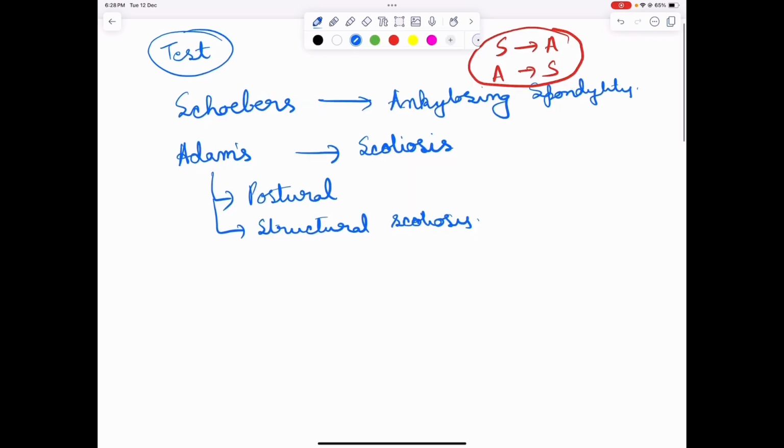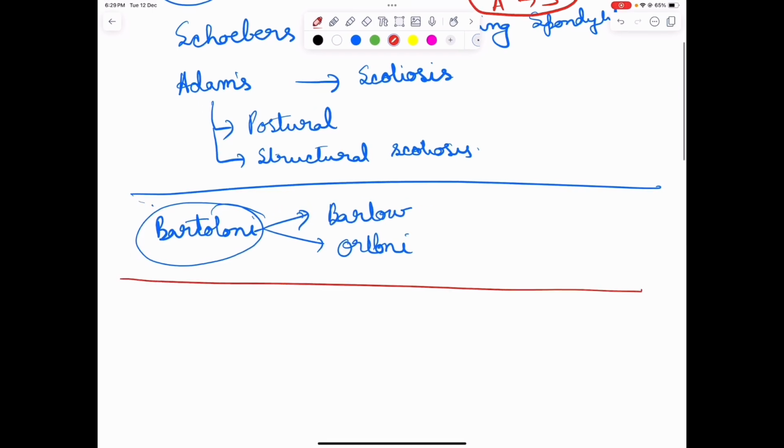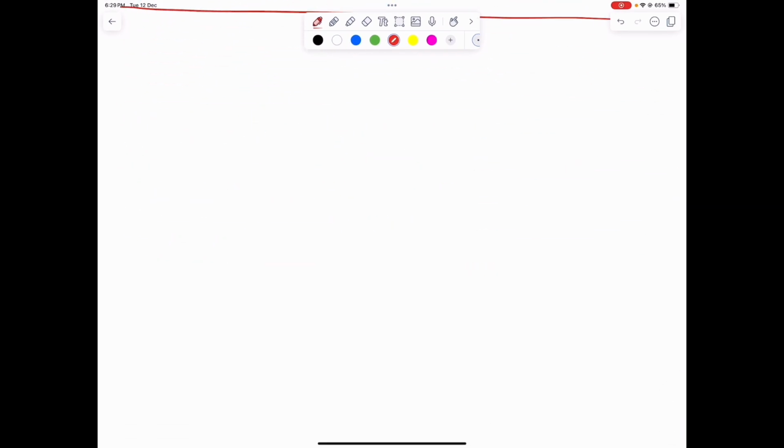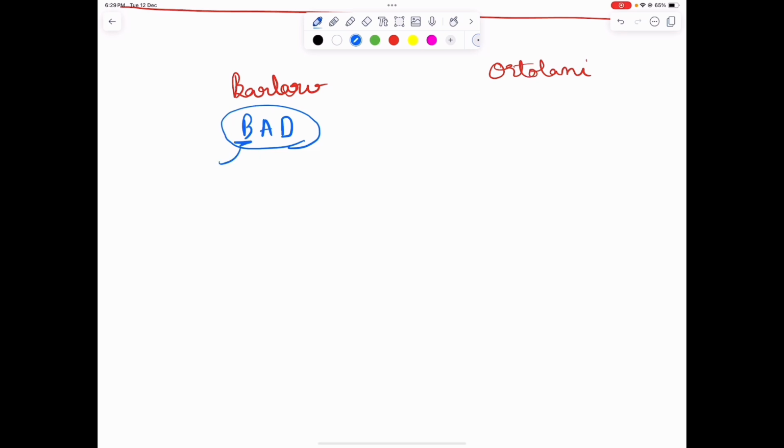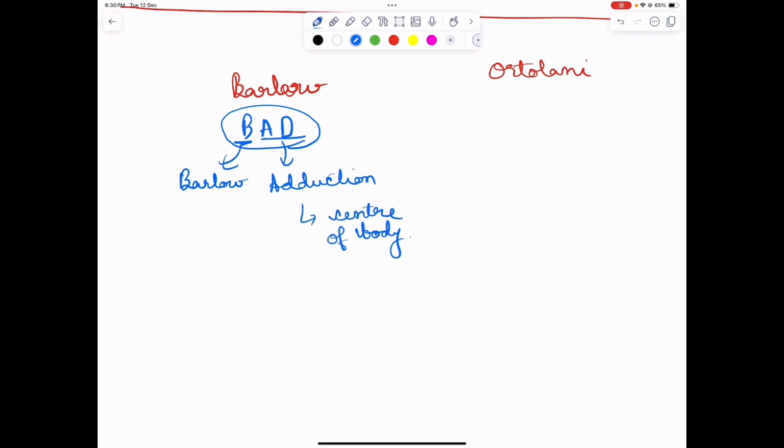Now we move on to the next test. That is, now we move on to the Barlow test and Ortolani. So how to remember Barlow? In Barlow, we have bad. B for Barlow, A for adduction. Adduction means moving towards the center of the body. That is, when the thigh is adducted towards the medial side, then it is bad. Why is it bad?